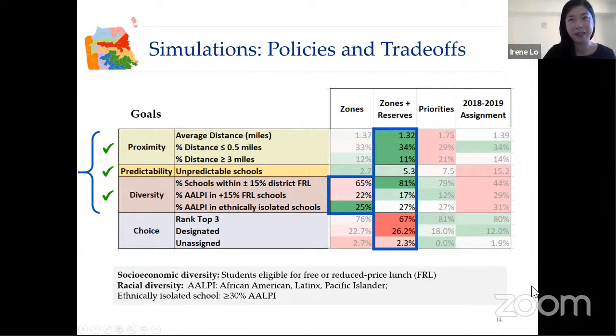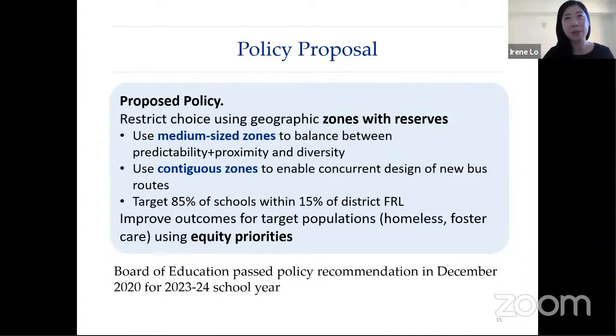And so let me talk about that in 2 slides. First, let me be specific about the policy that was proposed. The proposed policy was to use zones with reserves, because you saw it did so well in the previous slide. We use medium-sized zones to balance between predictability, proximity, and diversity. And we use contiguous zones to enable design of bus routes. And one of the target metrics is to have 85% of schools within 15% of district socioeconomic average.